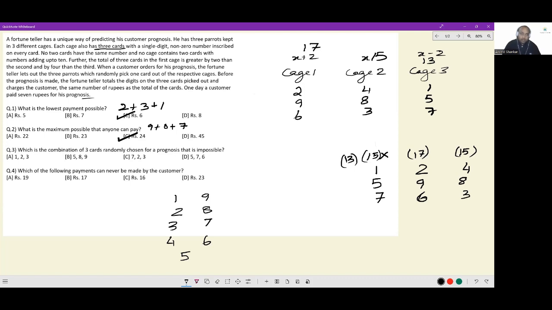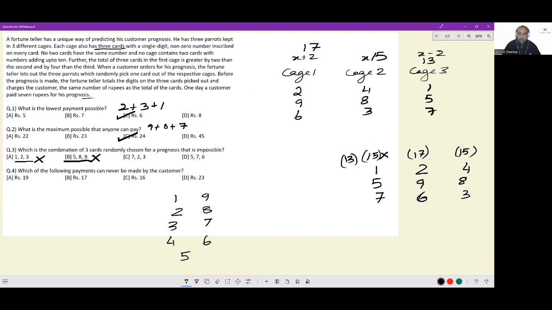Next, which combination of 3 cards randomly chosen for a prognosis is impossible? For it to be impossible, at least 2 of the cards in the list should belong to the same cage. 1, 2, 3 belong to separate cages. So yes, this is possible. Cannot be the answer. 5, 8, 9 belong to separate cages. So yes, this is possible.